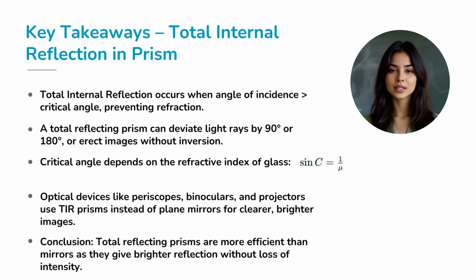This principle is the backbone of optical devices: periscopes, binoculars, projectors, where prisms are far more efficient than ordinary mirrors. Why? Because they reflect with almost zero loss of brightness. So the next time you peer through binoculars or enjoy a projector show, remember, it's not magic, it's total internal reflection at work. I hope this session gave you a clear picture of how prisms harness light.